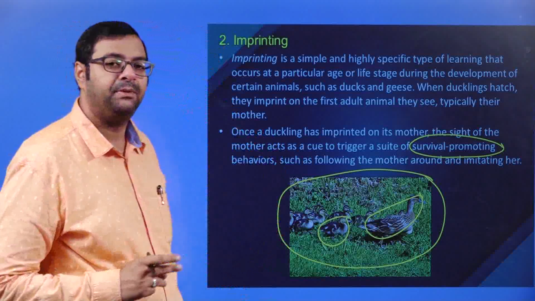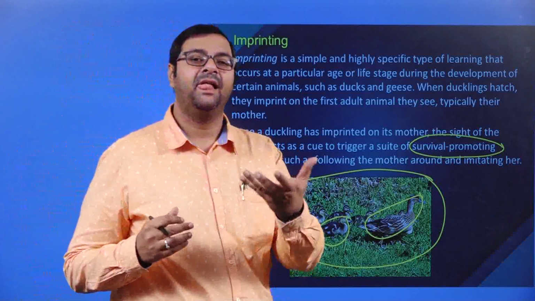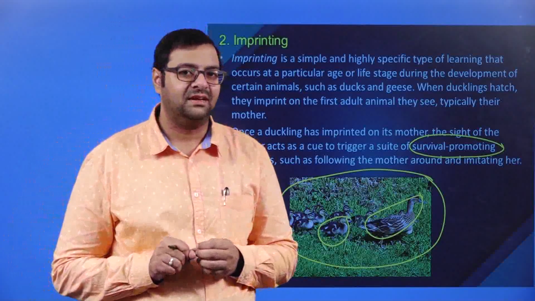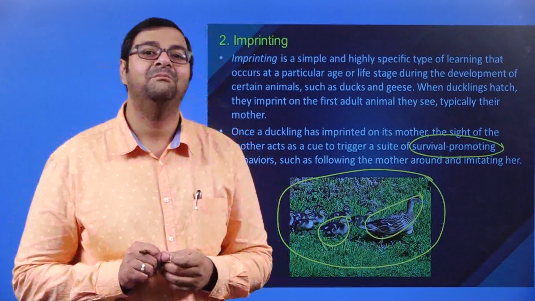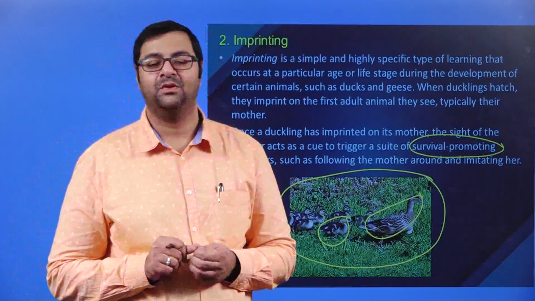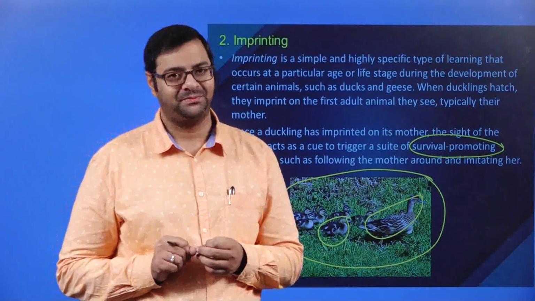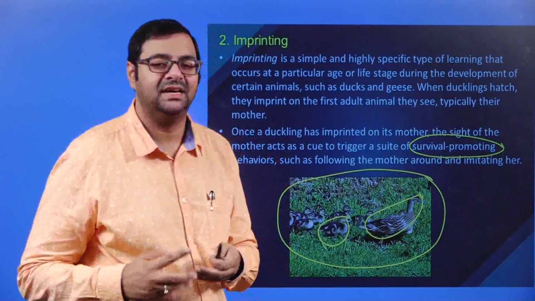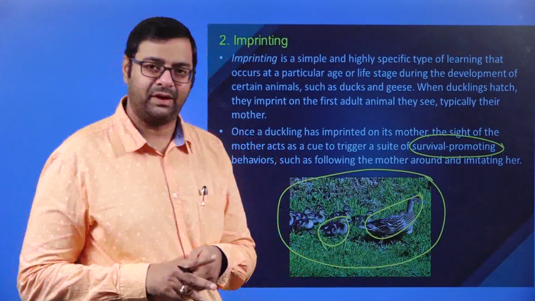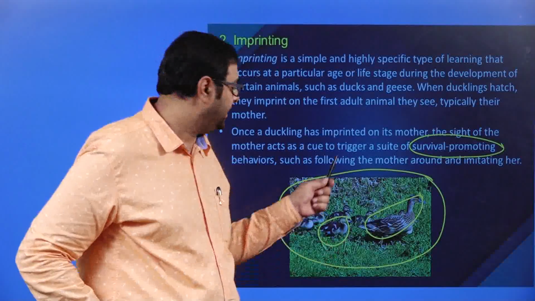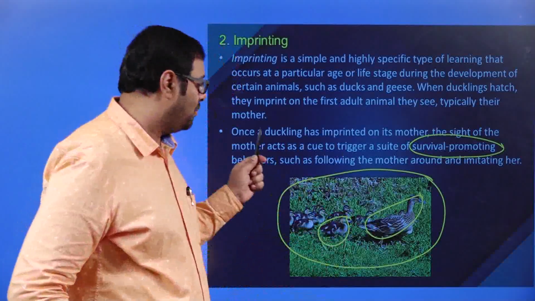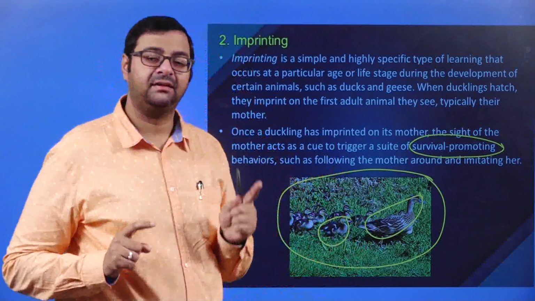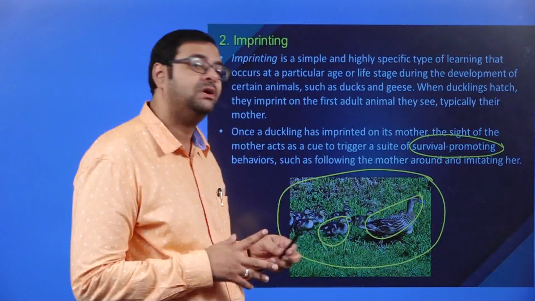So imprinting is nothing but imitating whatever you are seeing. Say for example, even human babies sometimes imprint their parents. They imitate their parents. Is that clear? Whatever the father or the mother does, they try to do it. Similarly in ducklings or geese, whatever the mother duck is doing, the baby ducks will imprint that in their mind, which helps them to survive.